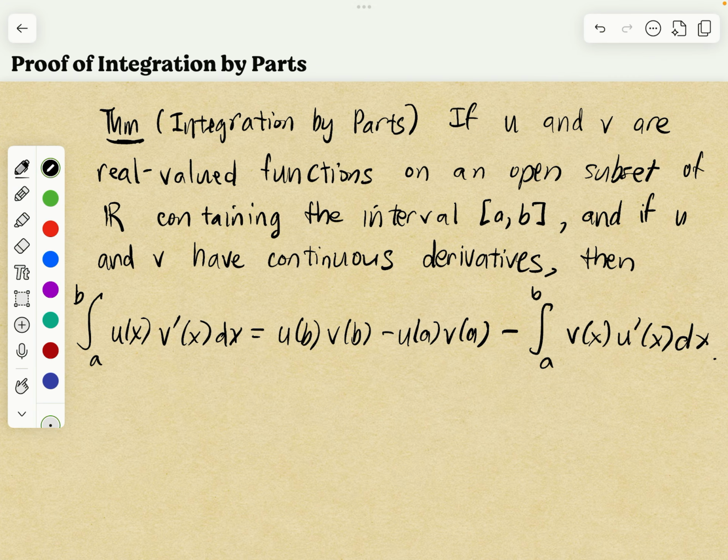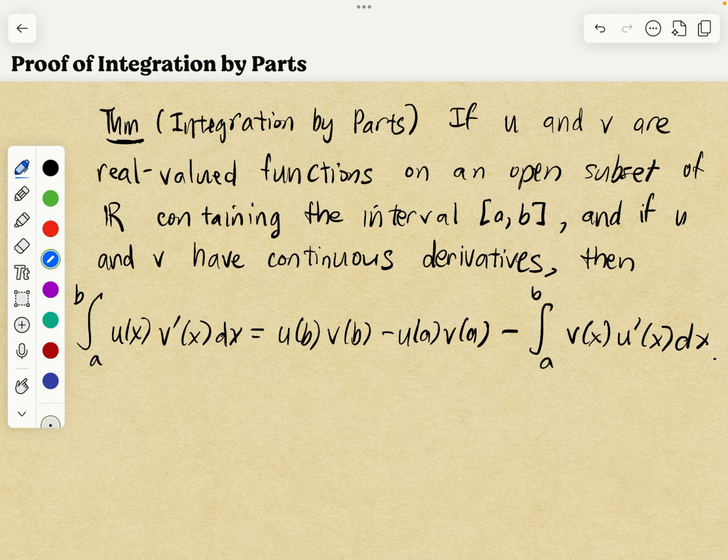In this video, we're going to prove integration by parts. More precisely, if u and v are real-valued functions on an open set of R containing the interval from a to b, and if u and v have continuous derivatives, then the integral of u of x v prime of x dx from a to b is u of b times v of b minus u of a times v of a minus the integral from a to b of v of x times u prime of x dx.